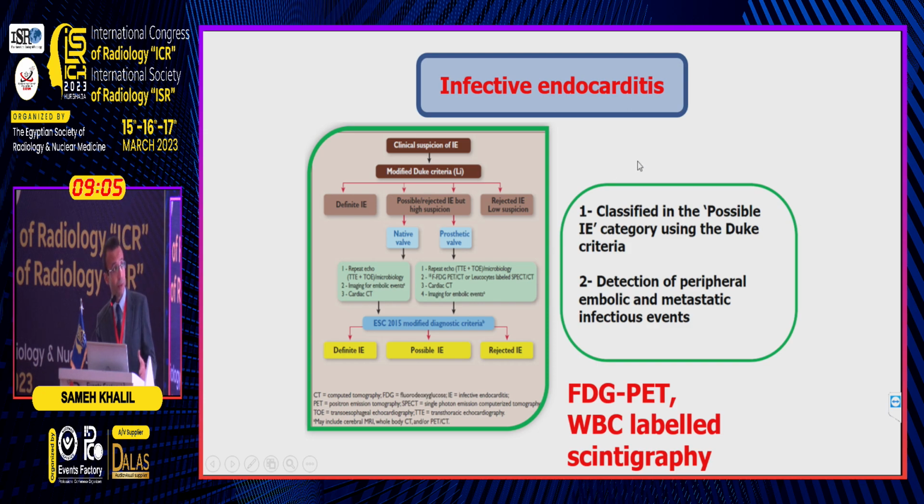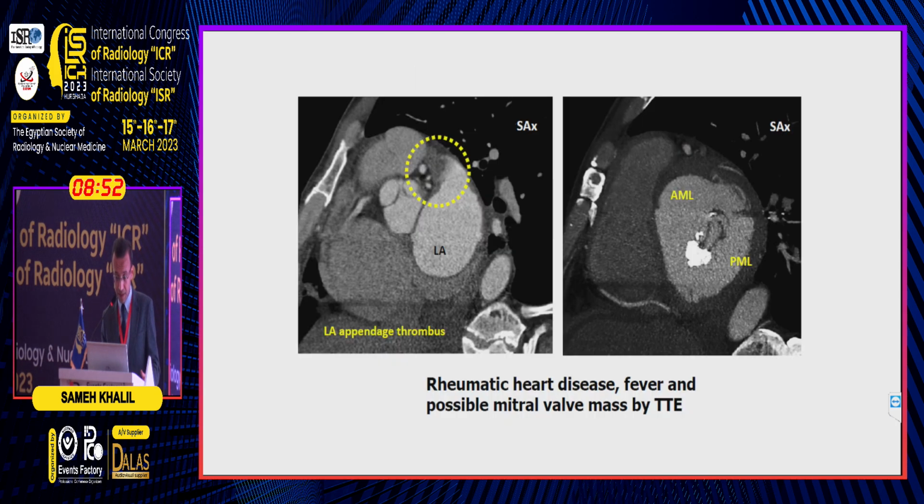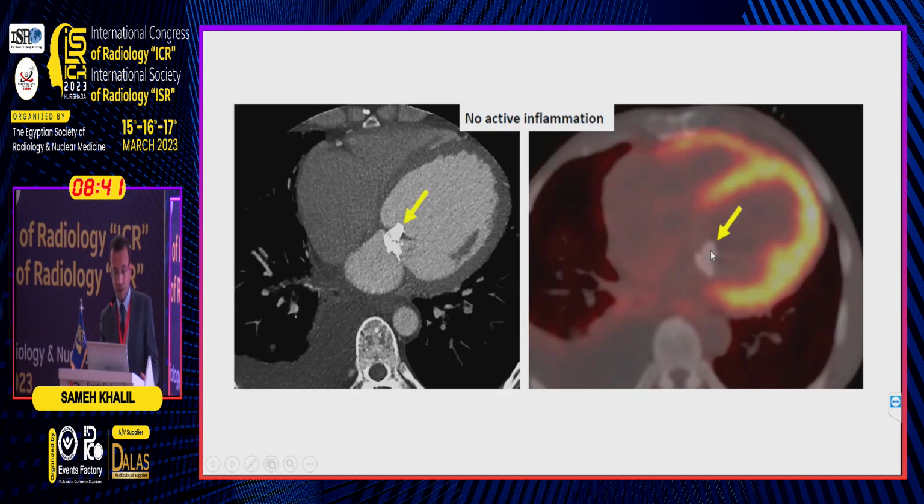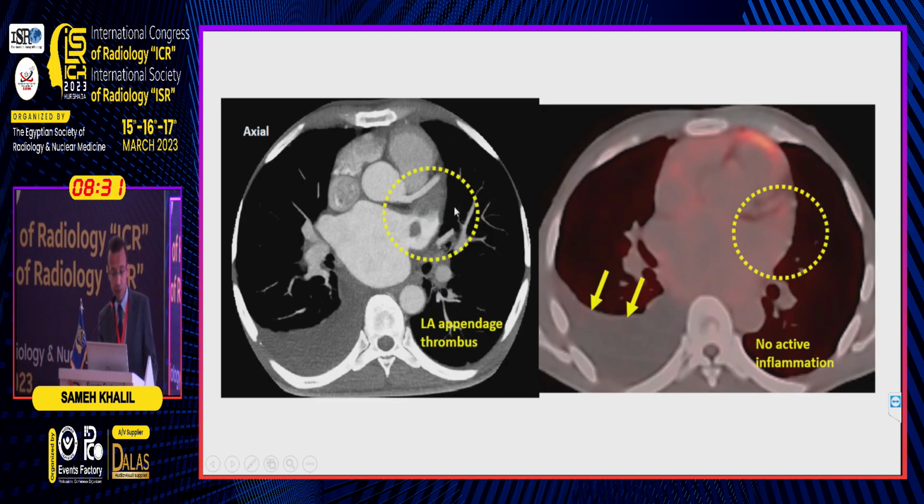Now the era of cardiac prosthesis, and we need the FDG PET-CT for the prosthetic valves, as in this patient from our hospital with a left atrial appendage mass and a calcified mitral valve mass. With FDG, we have no activity in the calcified mitral valve mass, so it is caseous necrosis. And we have no activity in the left atrial appendage, so it is bland thrombus.